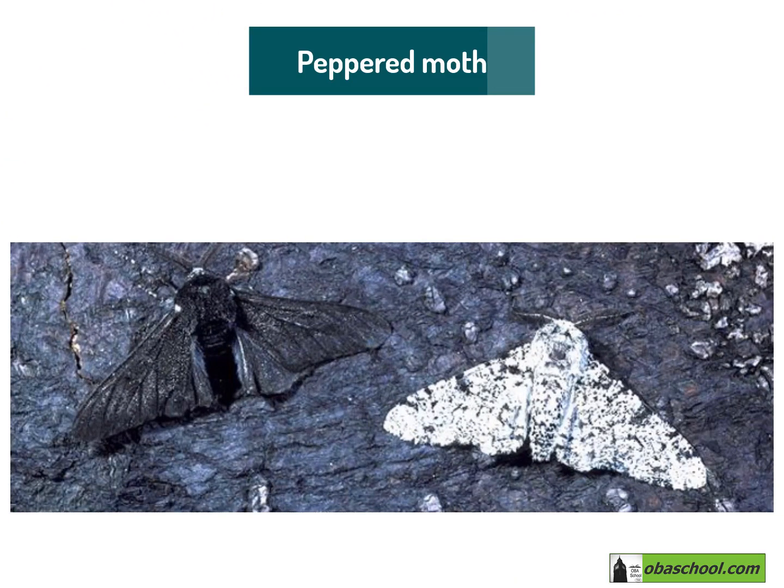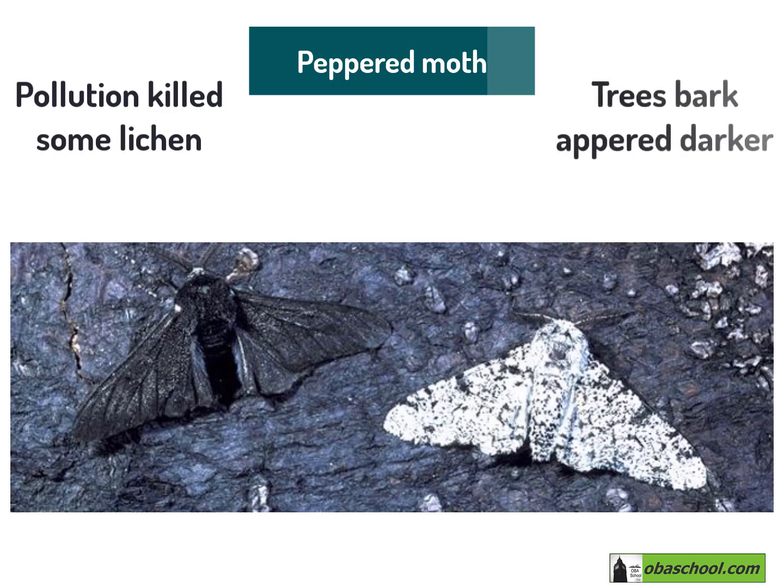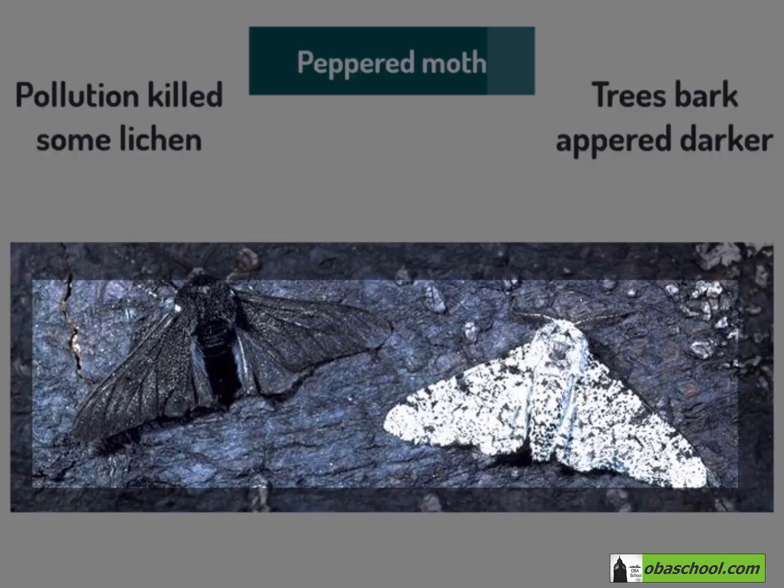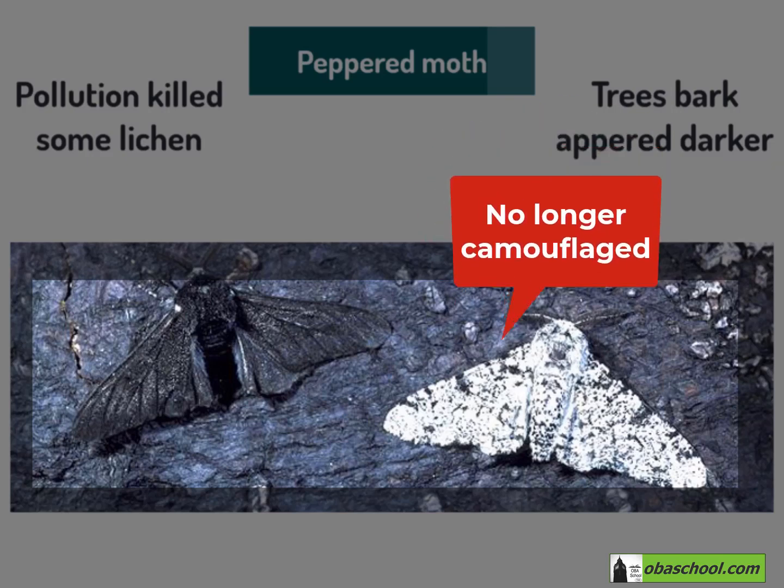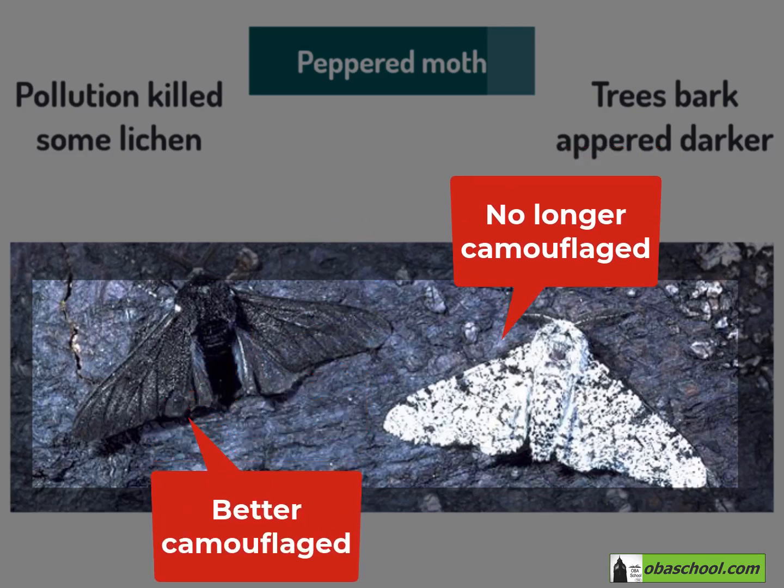Now, during the 19th century, pollution killed off some of the lichen, and soot deposits caused the tree bark to appear darker. Thus, the light-colored moths were no longer camouflaged, and they were more likely to be eaten by birds. On the other hand, the dark moths were now better camouflaged.